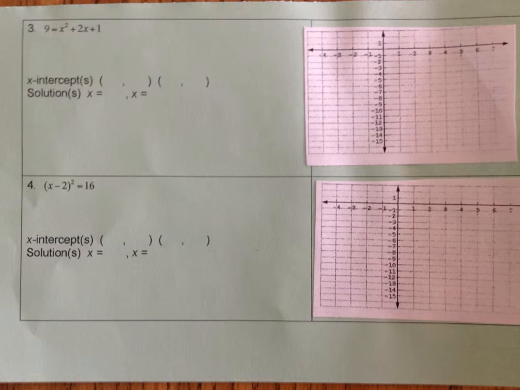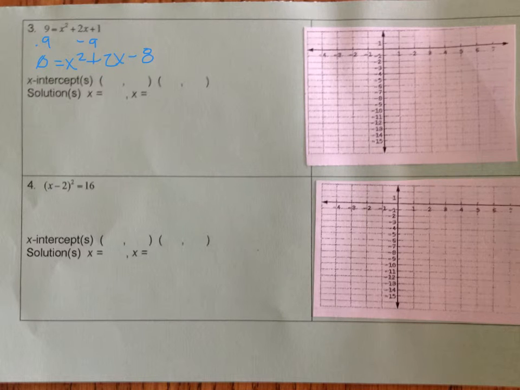Our third example says 9 is equal to x squared plus 2x plus 1. We ask ourselves our first question, is it set equal to 0? Since the answer is no, before we can do anything, we must rearrange the equation. We're going to do that by subtracting 9 from both sides. That's going to give us 0 is equal to x squared plus 2x minus 8.